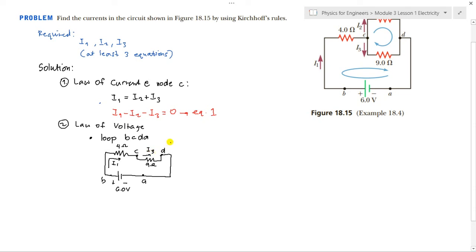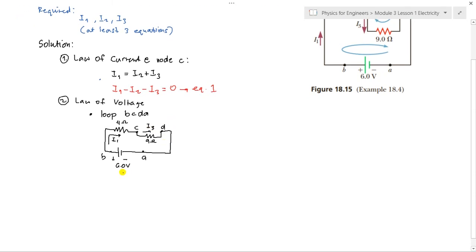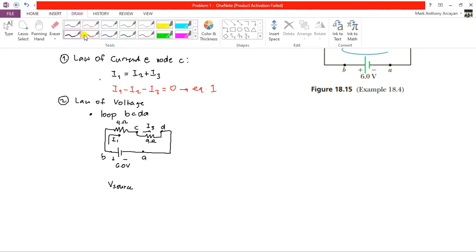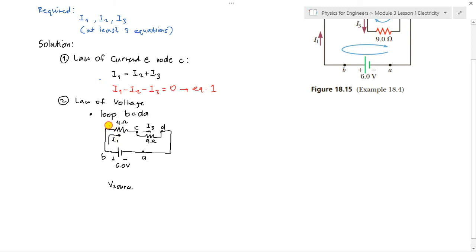Okay, now let's start with the 6 volts. The flow of the current is going from positive to negative. So therefore we have here the voltage at the source, plus. Since this terminal, this leg here, is the positive terminal and negative, meaning if the direction of the current is from positive to negative, we have a voltage drop. So negative there.